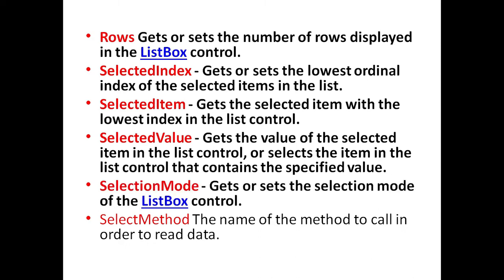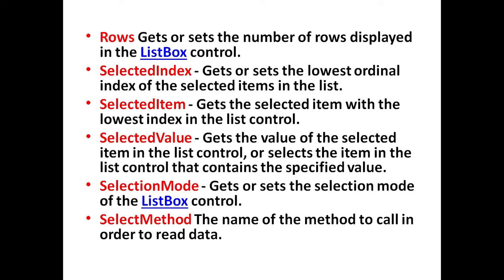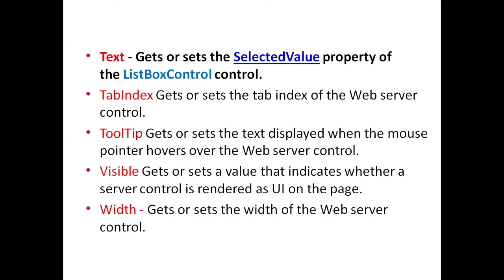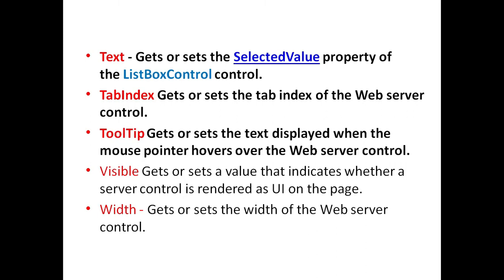SelectionMode property is used to get or set the selection mode of the ListBox control. SelectMethod property is the name of the method to call in order to read data. Text property is used to get or set the SelectedValue property of the ListBox control. TabIndex property is used to get or set the tab index of the web server control. ToolTip property is used to get or set the text displayed when the mouse pointer hovers over the web server control.